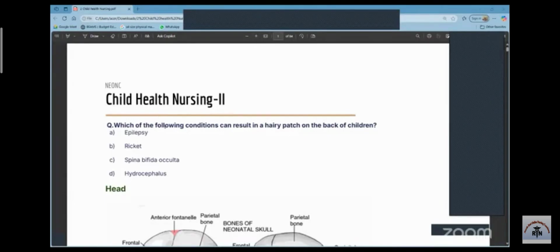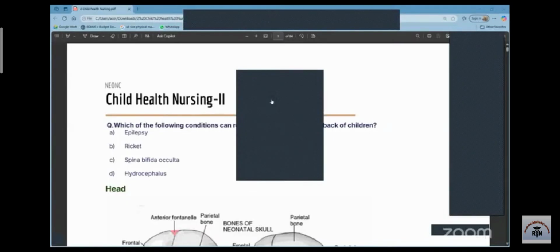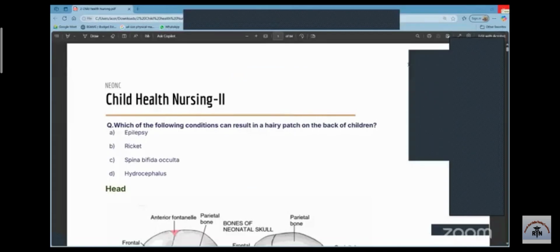Let's start with the first MCQ. Which of the following conditions can result in a hairy patch on the back of children? A is epilepsy. B is rickets. C is spina bifida occulta, and D hydrocephalus. C, spina bifida occulta. Yes, the answer is, as everyone is saying, spina bifida occulta.